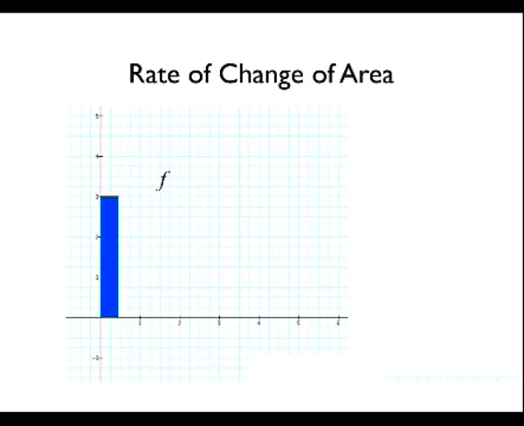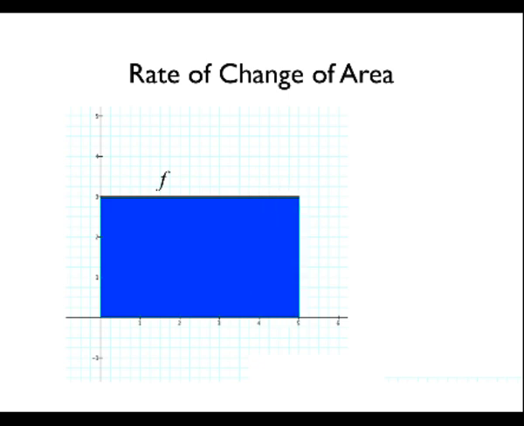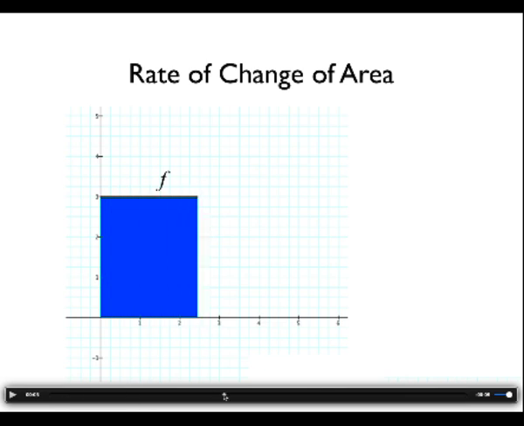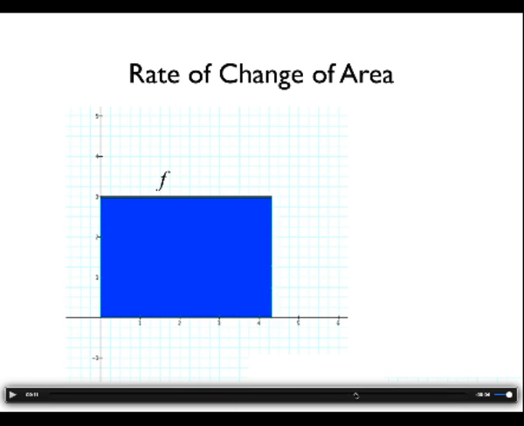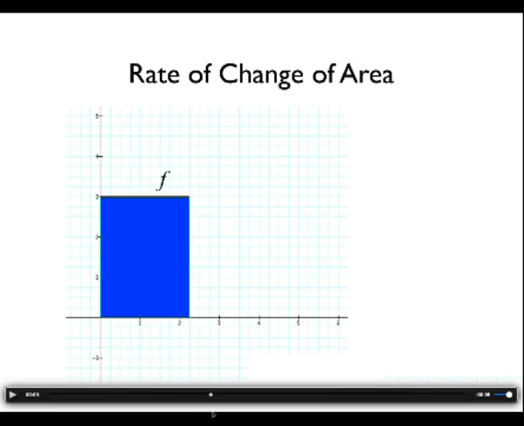So where do we start? We start with constant rate of change, right? So we always start with constant rate of change. So is this blue region increasing at a constant rate? What about now? Is it increasing at a constant rate? Anyone say yes? Why do you say yes? But is the area increasing at a constant rate? Who said yes?